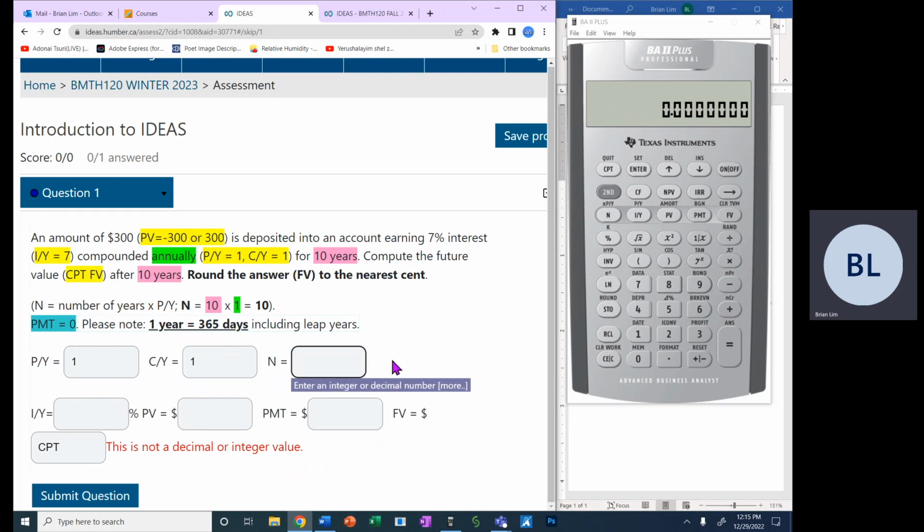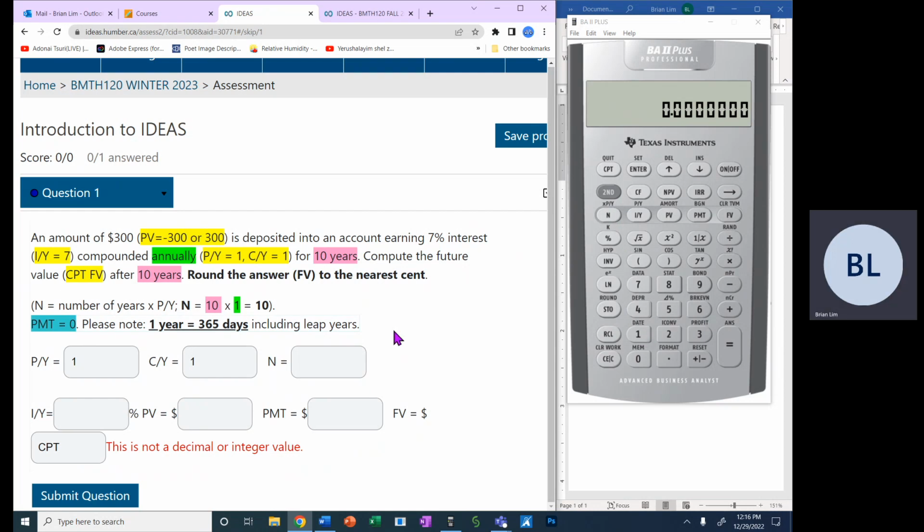Now N. Now N can be calculated using the calculator. We have the 10 years, all right? It shows us here that N is really 10 times 1, or 10 times the PY value, actually. But in this case, PY and CY are the same. So that is done. If you look above N, you will see it has multiplied by PY.